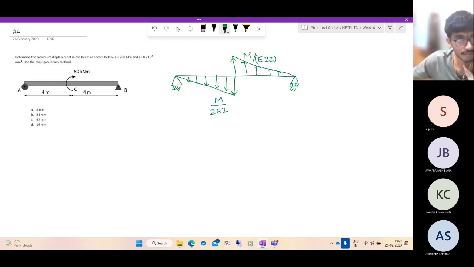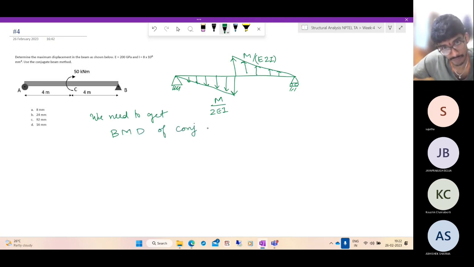Do you know where the maximum deflection will occur? We don't know, right? In general, for this beam, there is no symmetry or anything. So we can't say where the maximum displacement will occur. So we need to find the deflection as a function of x and then find out its maximum, which means we need to get the bending moment diagram for the conjugate beam. Let's do it. It's not difficult.